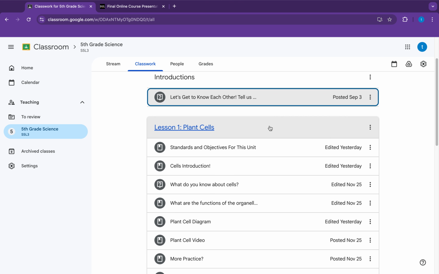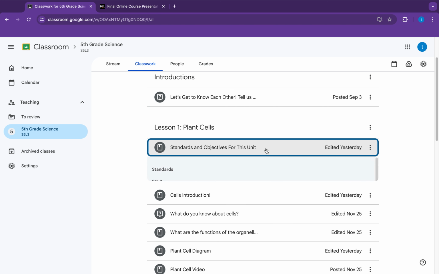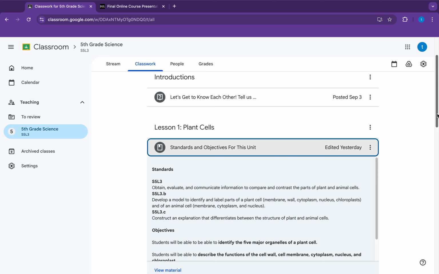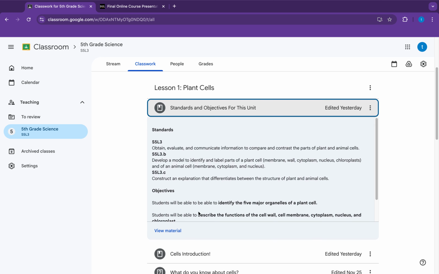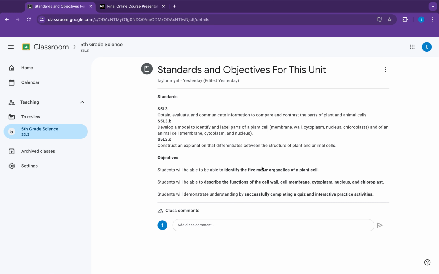What we're going to be focusing on is plant cells and animal cells. For lesson one, we started off with plant cells. First thing, always, you'll have your standards and your objectives for the unit. We're following S5L3, under Georgia standards. We're talking about how to develop a model, identifying and labeling parts of a plant.